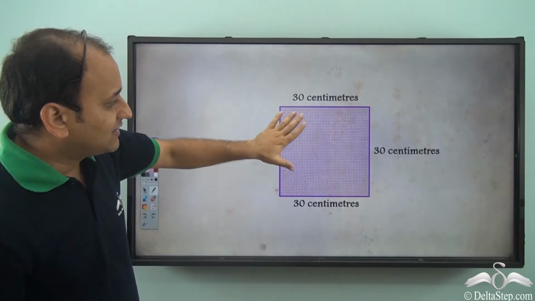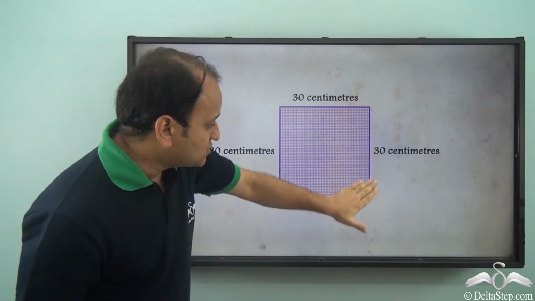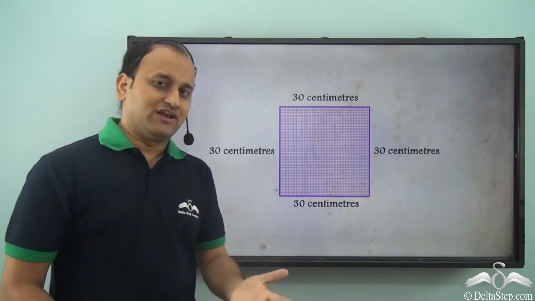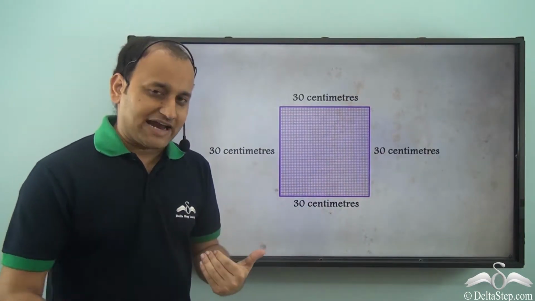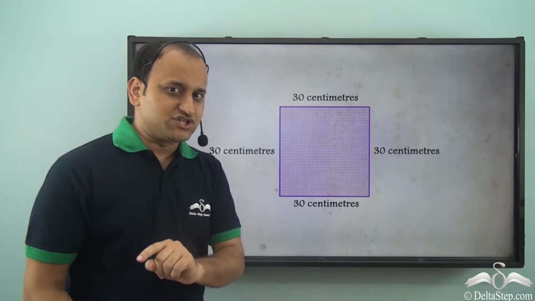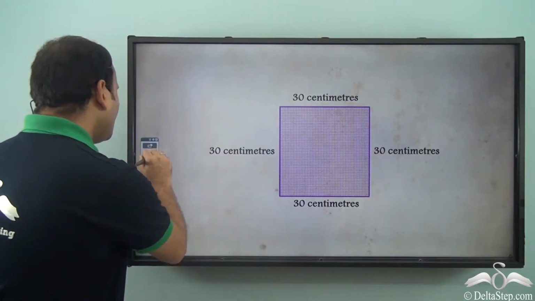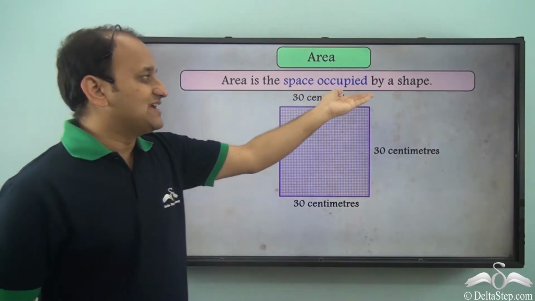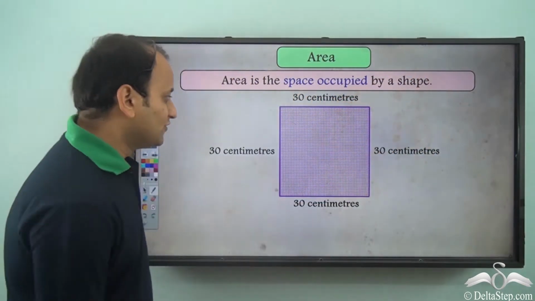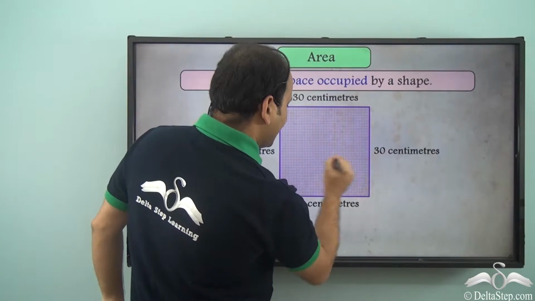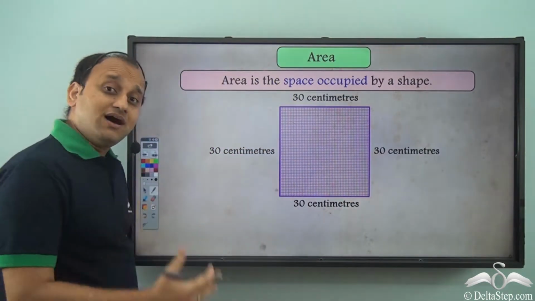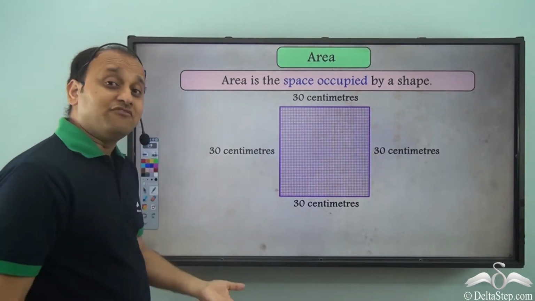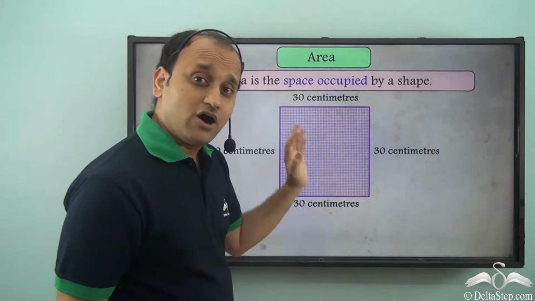So, how can we calculate the space occupied by this shape? Well, basically, we are trying to calculate the area of this shape, isn't it? Now, what exactly is area? Well, area is the space occupied by a shape. So, this entire shaded region is the area of this shape, or area of this square, and we need to find out the area of the square.